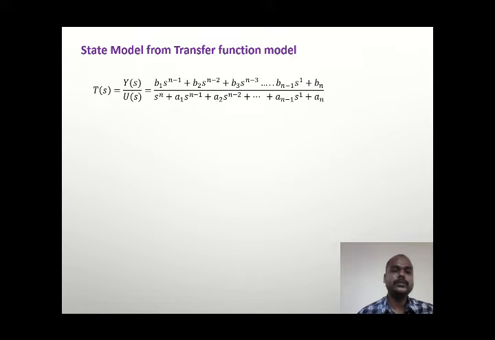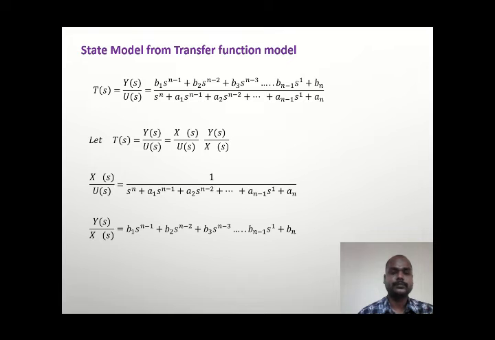So we need to split this T(s) equals Y(s) upon U(s) into some intermediate variable so that we can introduce a concept of state here. For doing that, we will just split it. Y(s) by U(s) equals X(s) by U(s) times Y(s) by X(s). When this X(s) and X(s) get cancelled, ultimately we obtain Y(s) by U(s). So now we will separate the numerator and denominator with the product of these two terms.